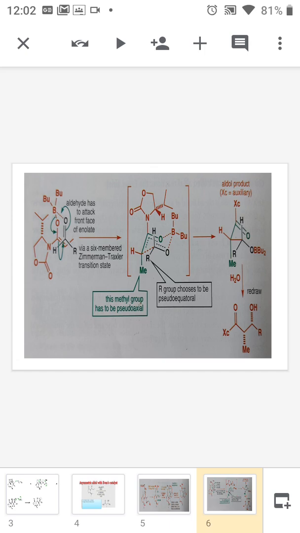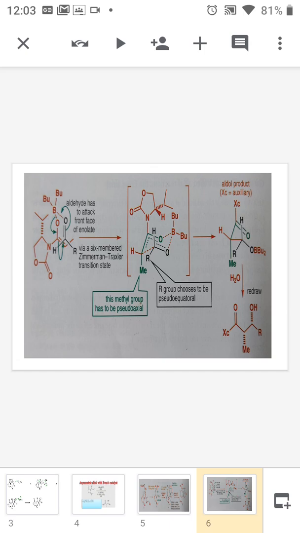After the Aldol reaction, we can remove the chiral auxiliary by using water and hydrogen peroxide, and the final product is this one. Here we can see that both the methyl and the OH group are syn to each other, and we get only one single product. This model is known as the Zimmerman-Traxler transition state, and this transition state is very important.